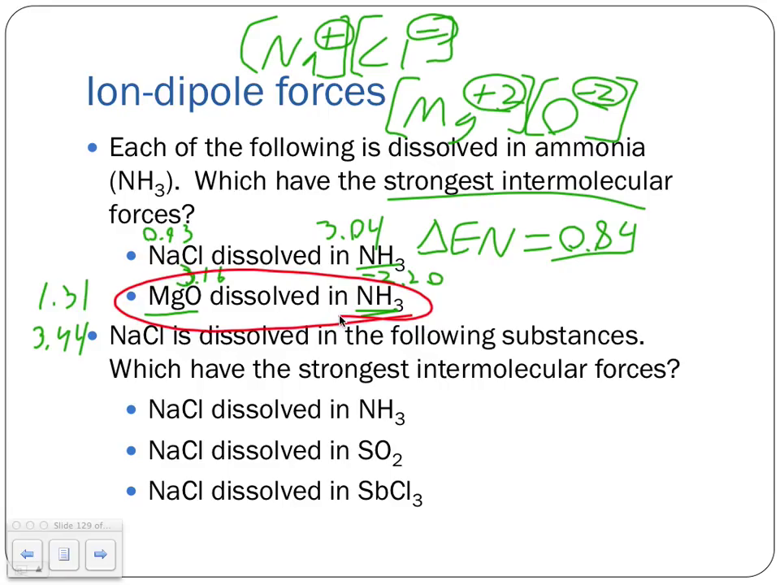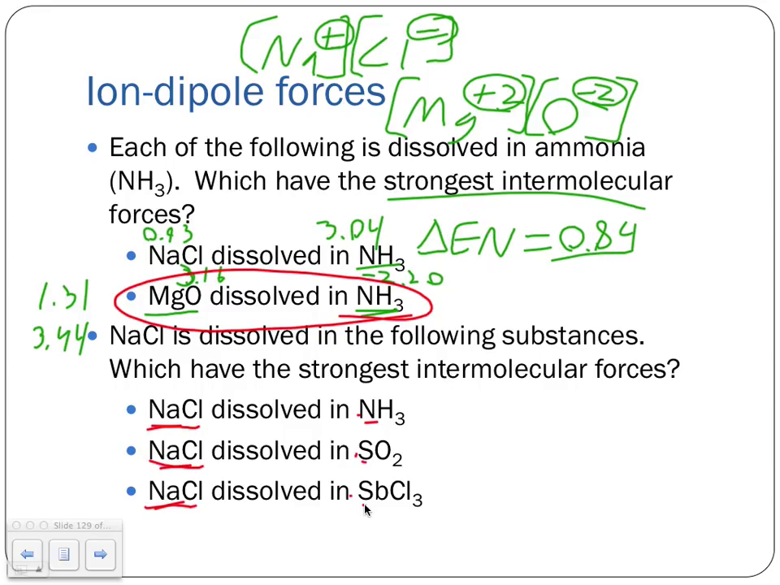So let's look at another situation here. NaCl is dissolved in the following substances. Which has the strongest intermolecular forces? In this case, we have NaCl for all three of them. They're just dissolved in different things: NH3, SO2, and SbCl3. And so let's figure this out. We said the two factors were either the ionic charge on the ionic substance or the polarity of the polar molecule. These all have the same ionic substance out front, so that's not going to affect it. The only thing that's going to matter is the polarity of these guys, if they even dissolve in the first place. So let's find out.